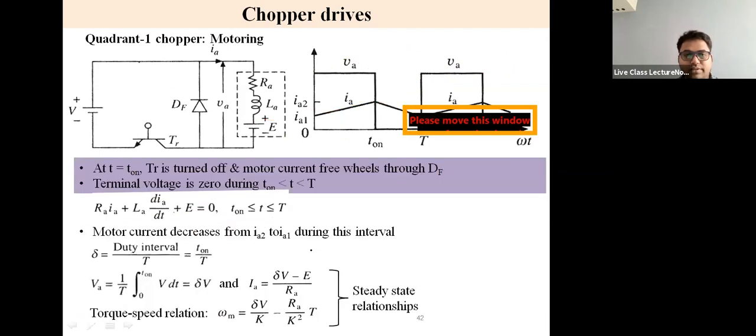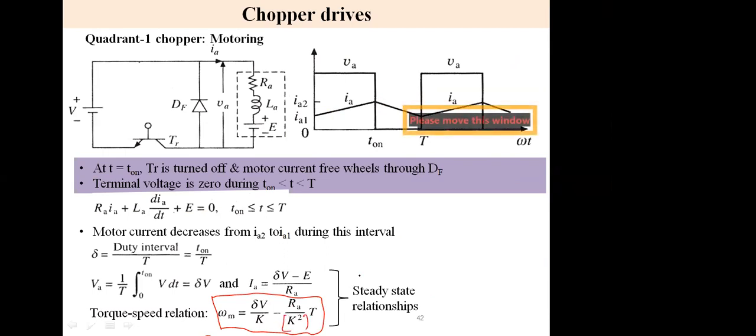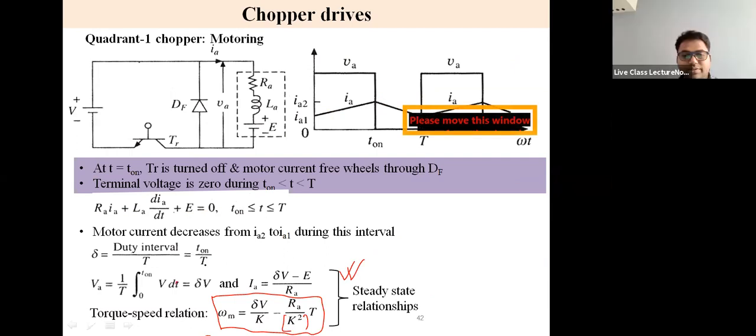This I only explained. So the motor current decreases. So this is very self-explanatory. So what would be the torque speed equation? Omega m equals delta V by K minus RA by K square into T. So these are the steady state relationships. So what is delta V? Delta V is nothing but the duty cycle.